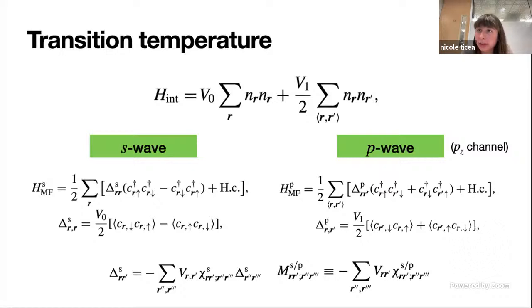The mean field transition temperature can be identified by studying solutions of what is known as the linearized gap equation. Given an interaction matrix V right here, we can estimate the transition temperature by finding the temperature at which its largest eigenvalue is equal to 1.